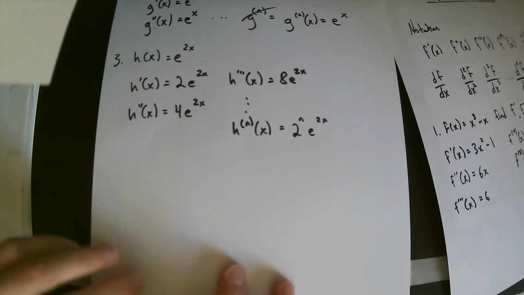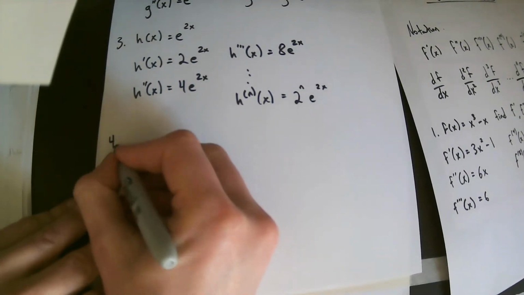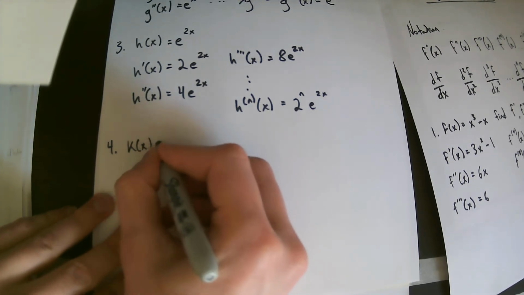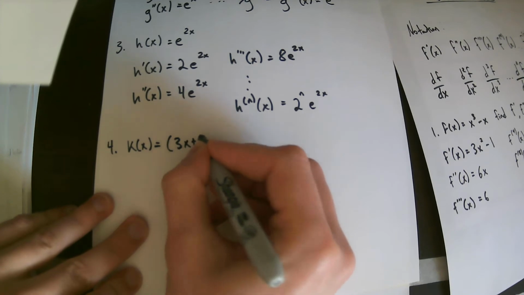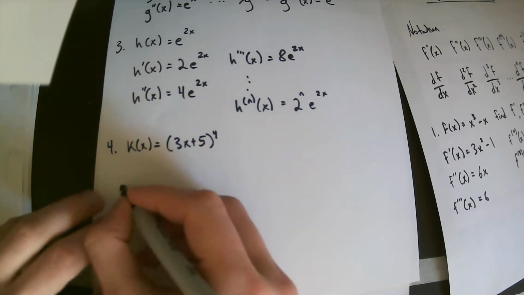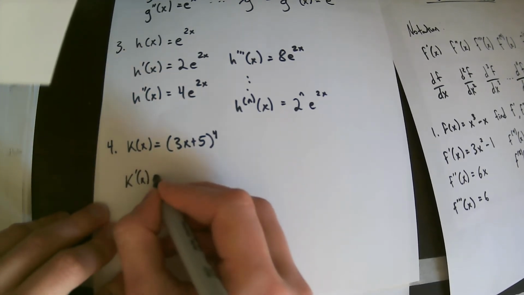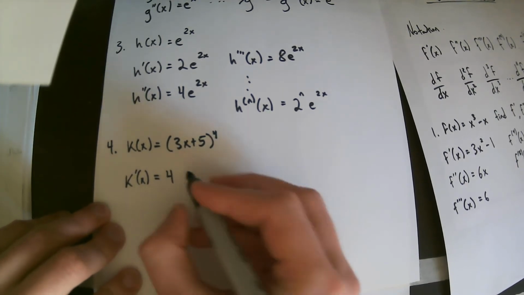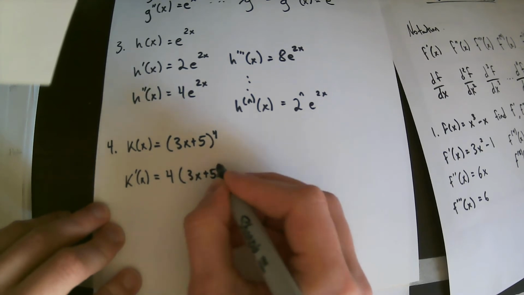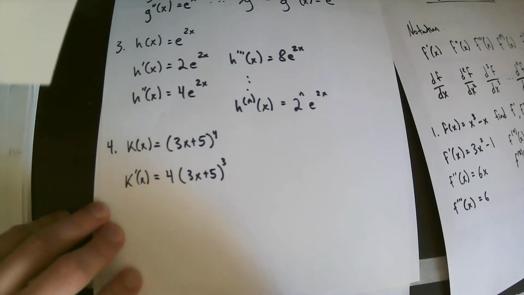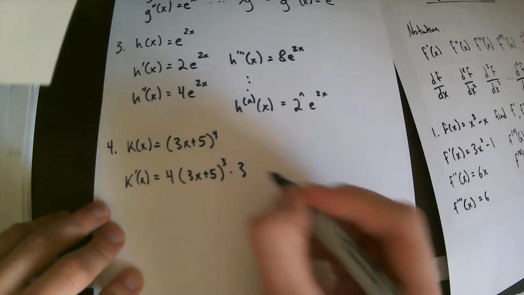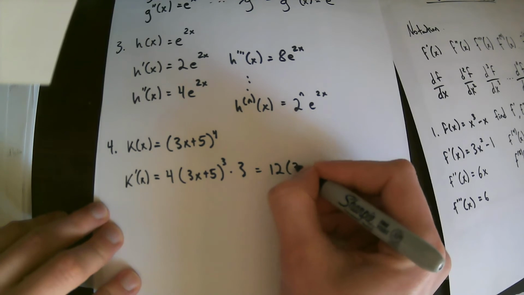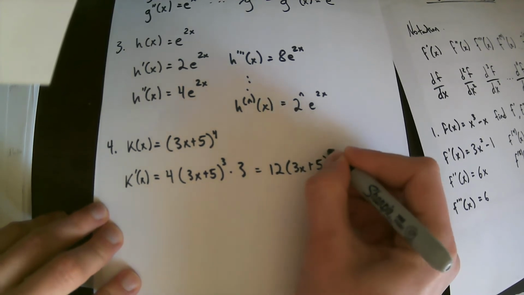That's kind of interesting. What about something like k of x equals (3x plus 5) to the 4th power? Well, the first one, definitely going to be an application of chain rule here, with inner function and outer function being that power of 4. So there's the derivative of the outer with respect to the inner, times the derivative of the inner. So that's going to be 12 times (3x plus 5) all cubed.